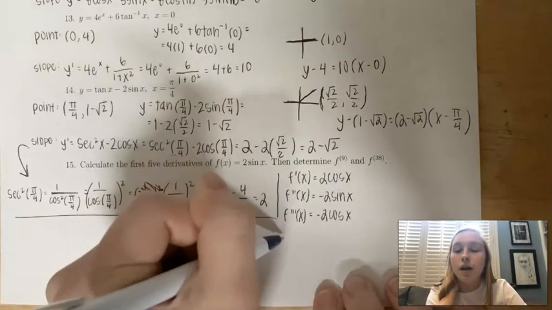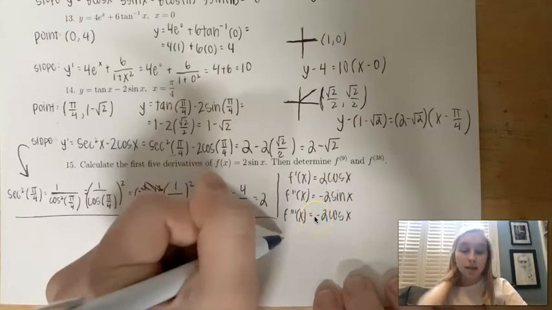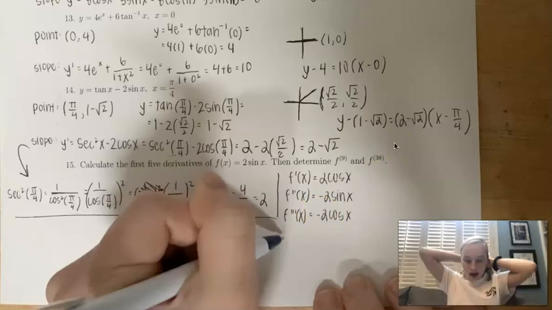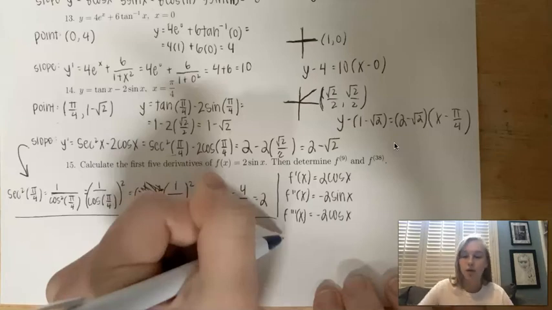But remember, there's already a negative lingering on this derivative, so it stays, because the derivative of sine is positive, so this does not get taken away by a double negative. So f triple prime is negative 2 cosine x.